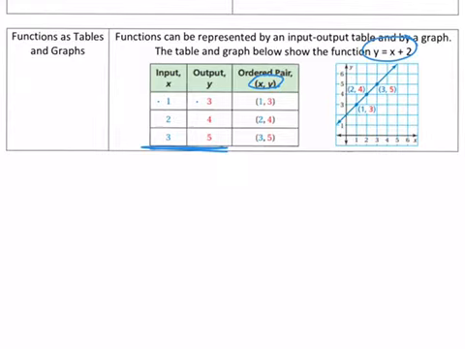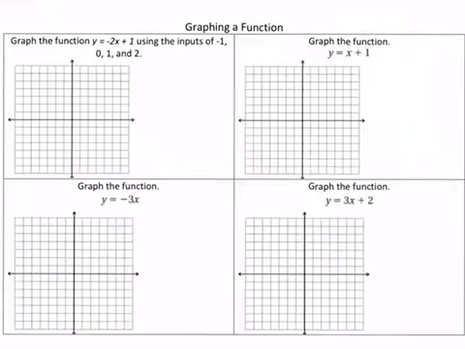Now, if you didn't realize, this is in slope-intercept form. So this function creates a linear graph, as we know. So you can have a table of input and output values, create ordered pairs from that, but also just graph the linear equation. So what we're going to do in these problems is graph these functions. In the first example, it says to graph y equals -2x plus 1 using the inputs of -1, 0, 1, and 2. So I'm going to go ahead and do that.